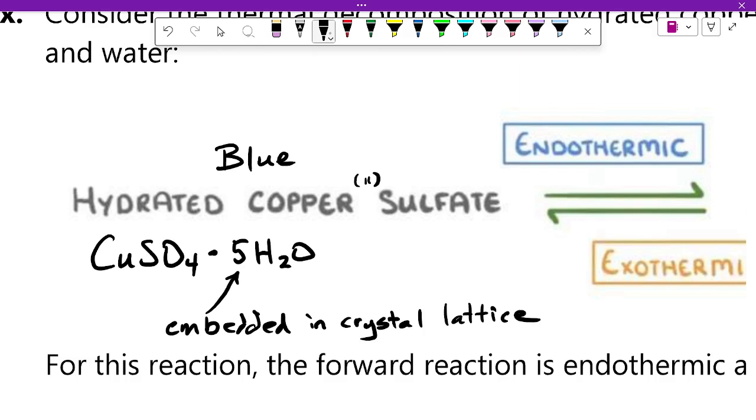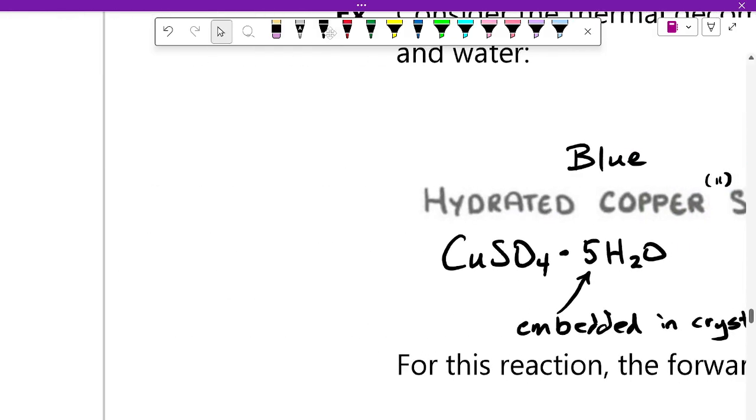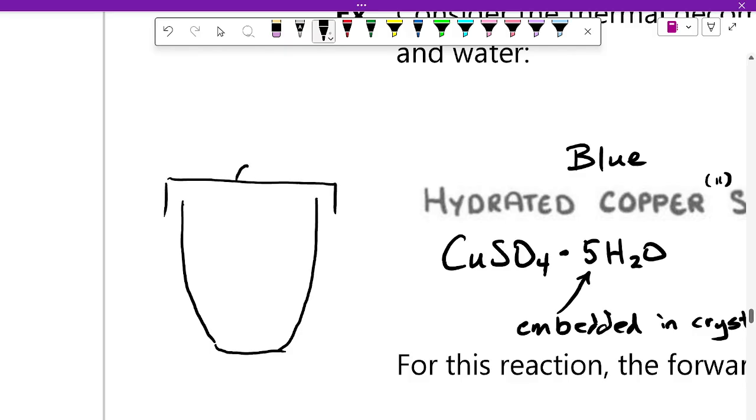Anywho, so we heated this last year. We put it in a crucible. I'm going to draw a little crucible over here. You do not need to draw this. This is my lovely drawing skills here. Okay, so the crucible looks something like that. And it had a lid on it that looked something like that.